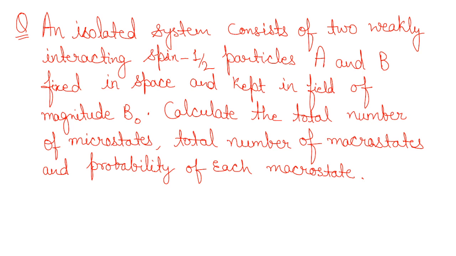So let's talk about what exactly has been given and what steps we have to take to find the total number of microstates, to find the total number of macrostates and to find the probability of each macrostate in any such given case where spin is involved. Clear? Let's talk about how you will find all these things, what process you have to follow.